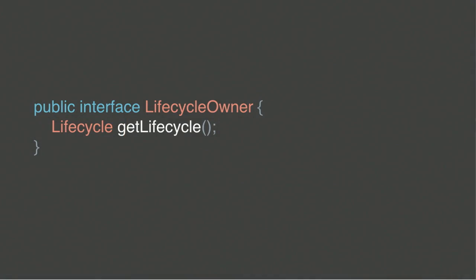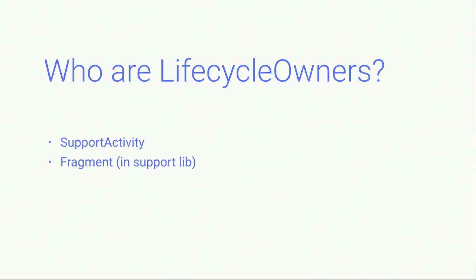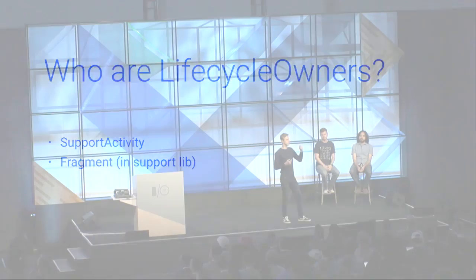So how do we get this magical lifecycle object? We have this interface, which is super simple, but this probably doesn't help much right now. And the actual question is, who are the lifecycle owners out of the box? And the answer to this question is support library fragments and support activity. But unfortunately, this is true only in the bright future.